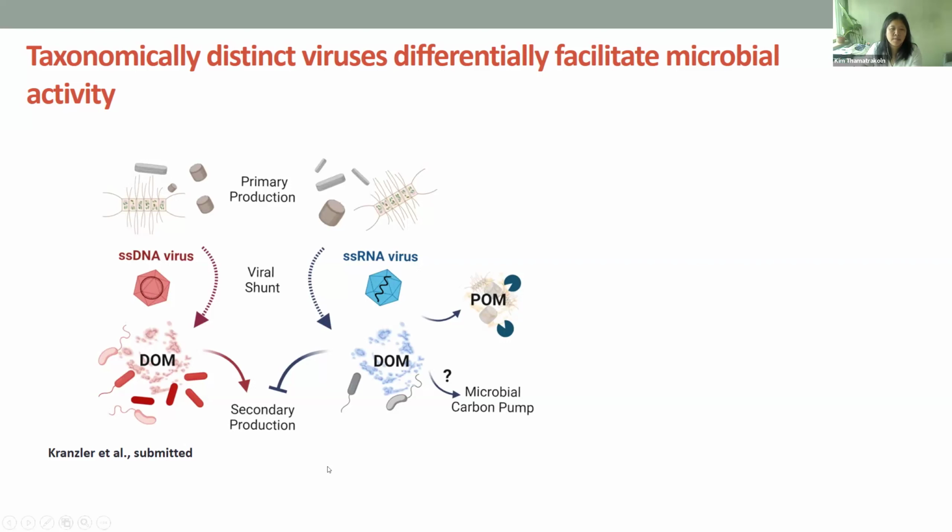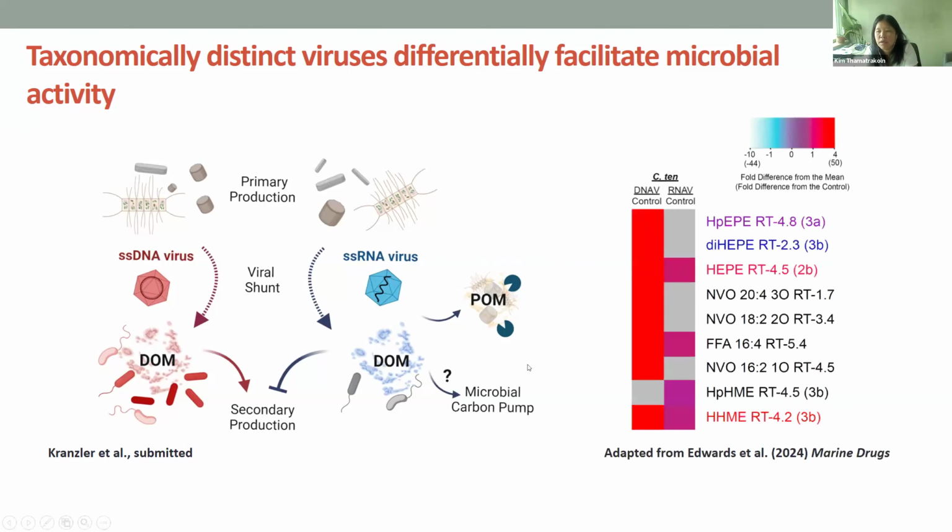We think that this is supported by recent work that we just published. This is work that we did in collaboration with Bethany Edwards and Ben Van Mooy, looking at the dissolved lipidome of viral lysates that are produced during infection. What you're looking at is a heat map of just a subset of dissolved lipids that we were interested in, that are produced during DNA virus infection shown on the left and RNA virus infection shown on the right. The point to highlight is that there's a different signature of dissolved lipids that are produced during these different infections.